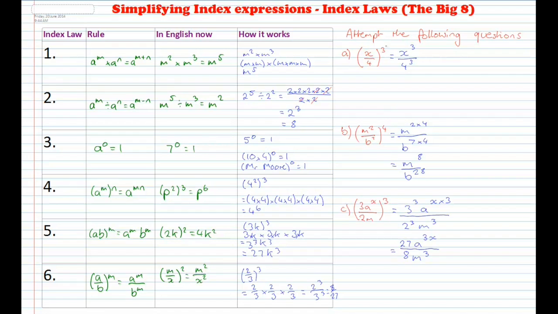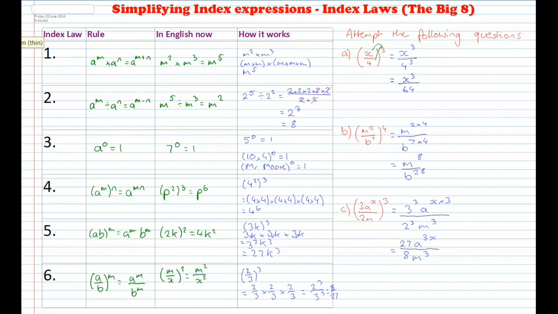Alright, so welcome back. Now as you can see here I've got my x over 4 in brackets cubed, so what I need to do is put the cube to the x and the cube to the 4. That gets me x cubed over 4 cubed. And I can even simplify that to get x cubed over 64, because 4 times 4 times 4 is 64.